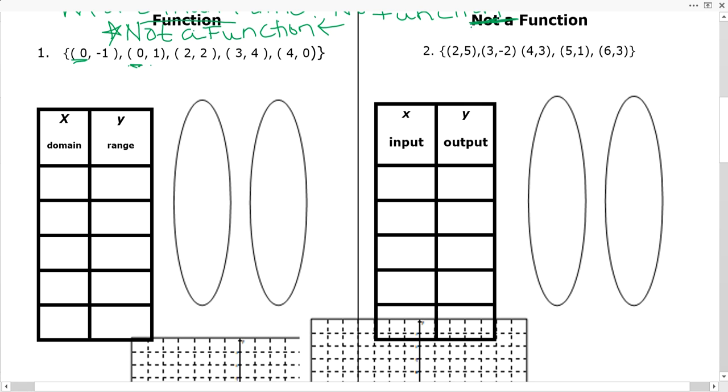Number 2 is a function. So make sure you cross that out. It's kind of a weird thing. Okay, so let's talk about the different ways we can look and see not a function or a function.